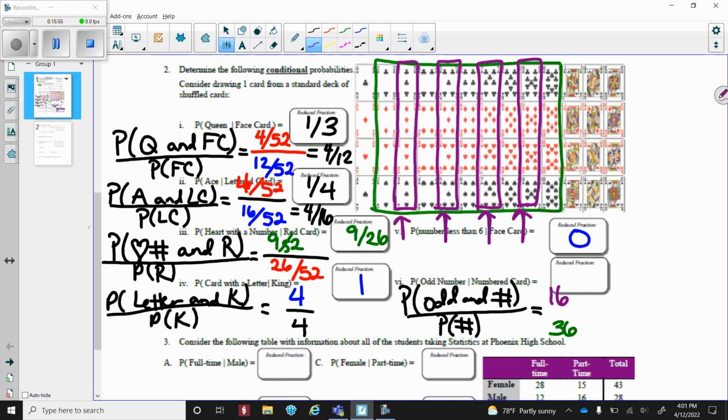And you can write 16 out of 52, but you really don't have to. Make sure that we write it as a fraction. And when we simplify this, 16 divided by 36, they're both divisible by 4. We get 4 over 9.